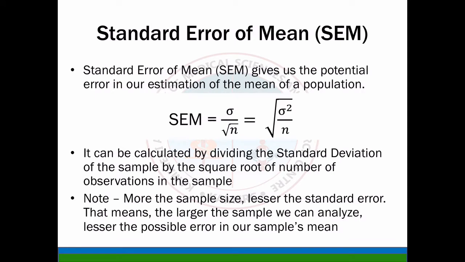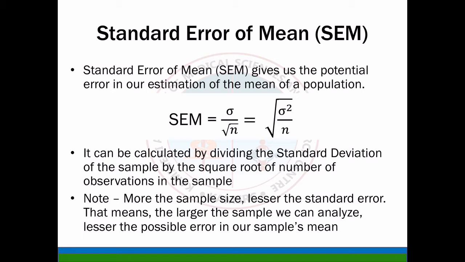Now, what is the standard error of mean? SEM. The standard error of mean gives us the potential error in our estimation of the mean of the population. So this is equal to sigma by square root of n, where n is the sample size, or equal to the square root of sigma squared by n.